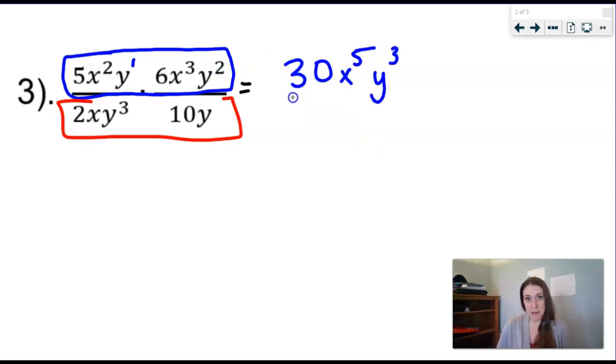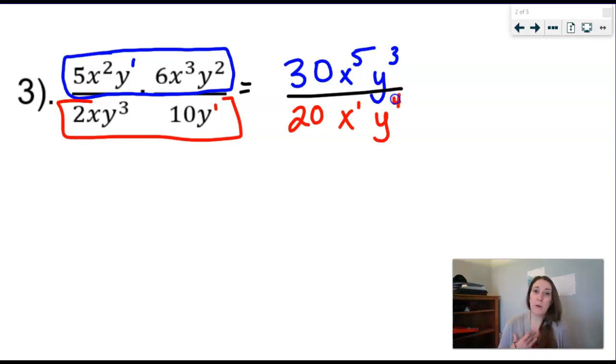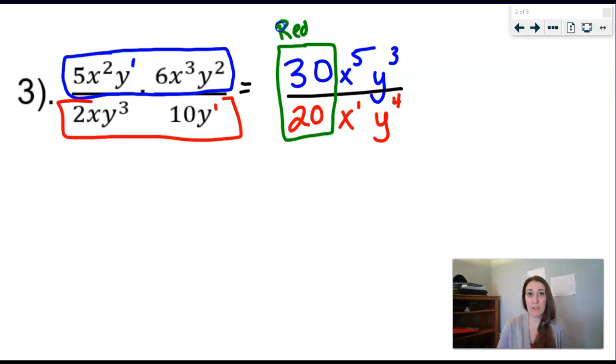If I smush the denominators together, that's a 20 for a coefficient. Then we've got an x, or x to the 1st if you want to write it that way, and y to the 4th when we add those up. From our work with exponent problems, we know this is not simplified. We're going to start by simplifying our coefficients, which you could just type in your calculator, but you need to reduce 30 over 20, and that reduces to 3 over 2.